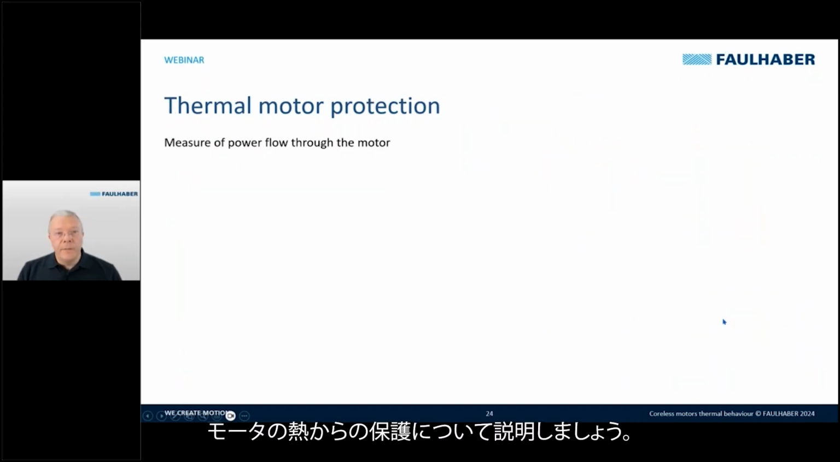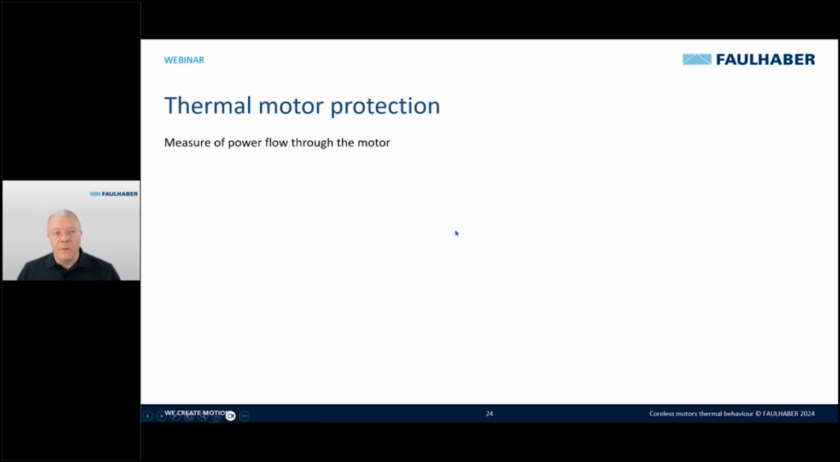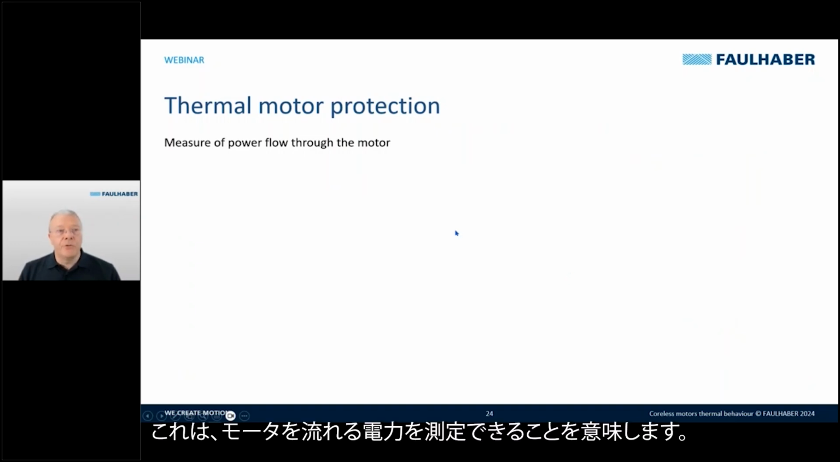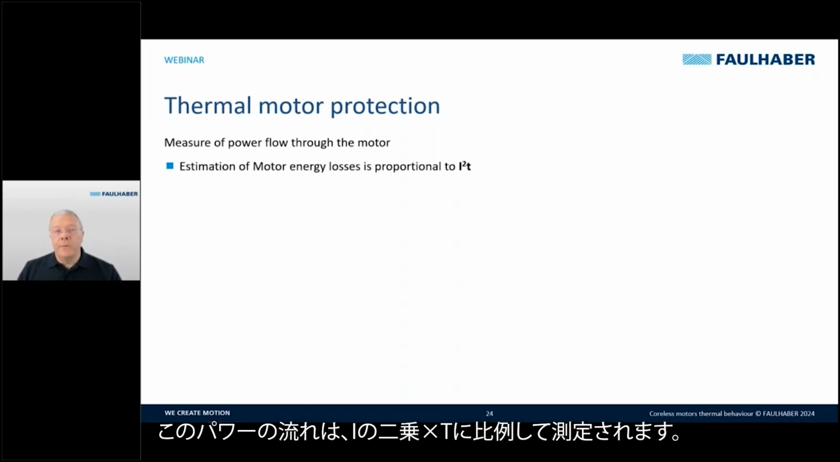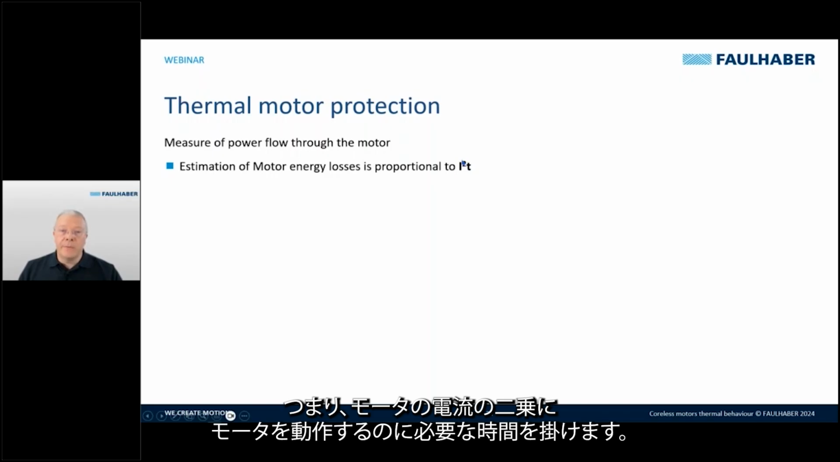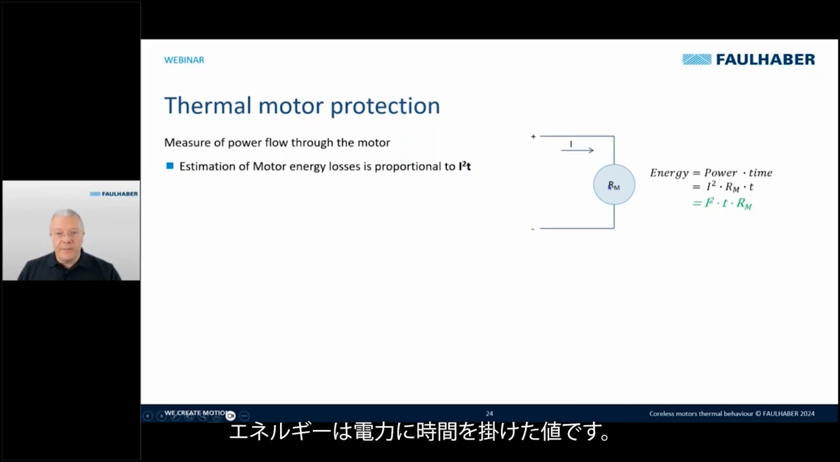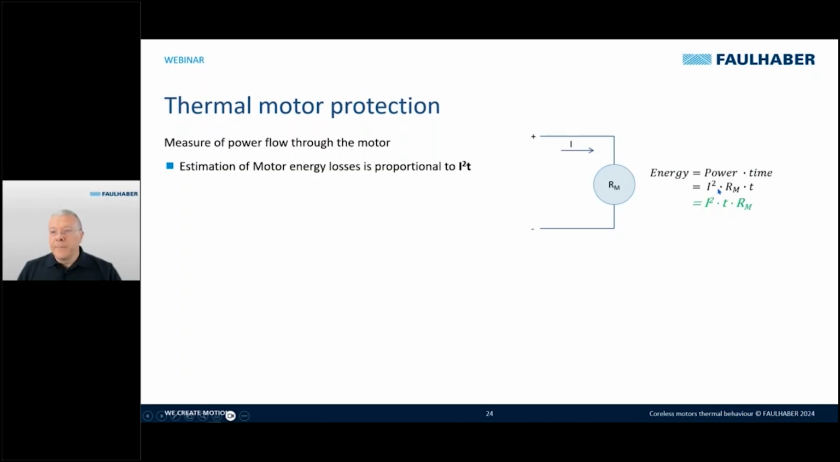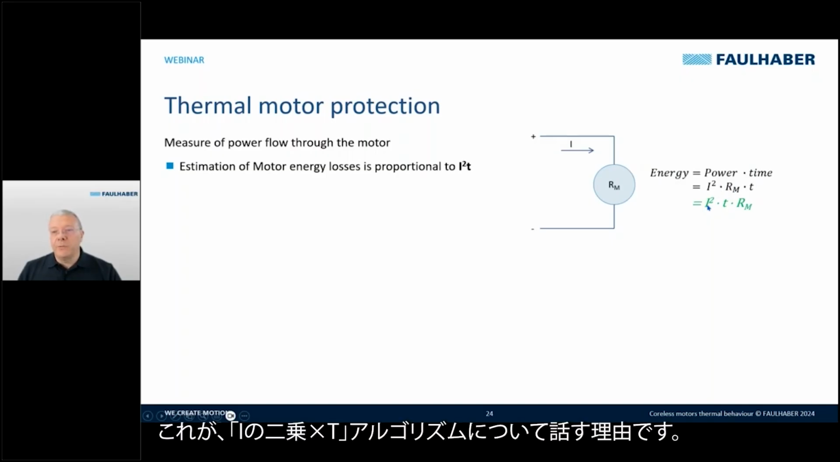Let's talk about the thermal motor protection. This means that we can measure the power flow through the motor, and this power flow is measured proportional to the I squared T, so the motor current squared times the time necessary to operate the motor. In this case, for example, the energy is the power times the time. Power is I squared times Rm. This is why we talk about I squared T algorithm.